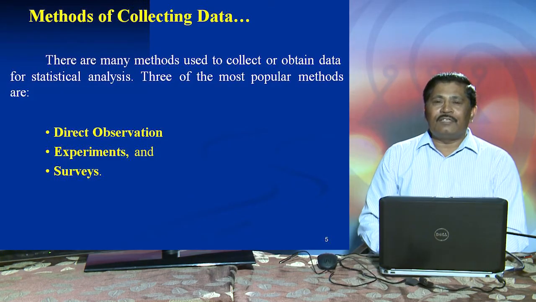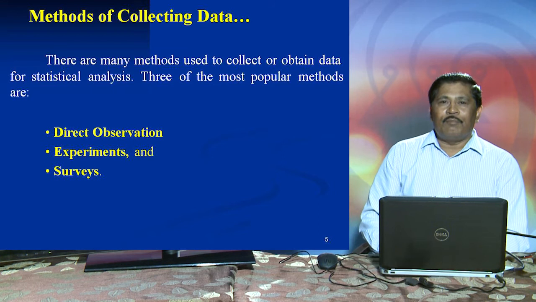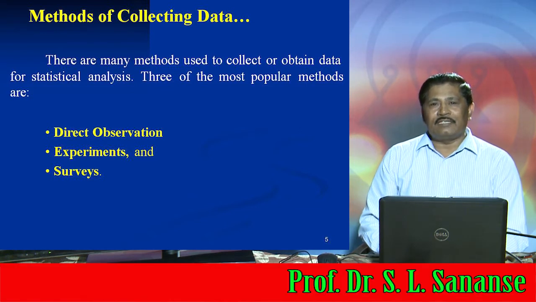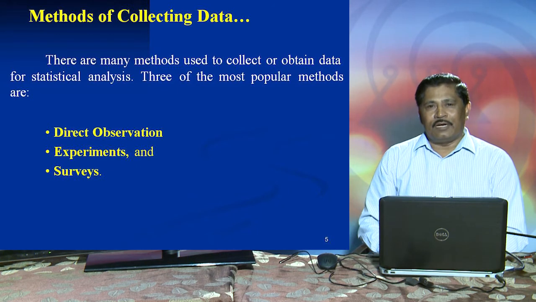Direct observation is one of the methods of collecting data by which we can go to the respondent and collect the information directly with the help of questionnaires. And on the basis of the objective, we frame the questionnaires and we collect the data from the respondent. So that is direct observation we are taking from the respondent. So that is the method of direct personal investigation.